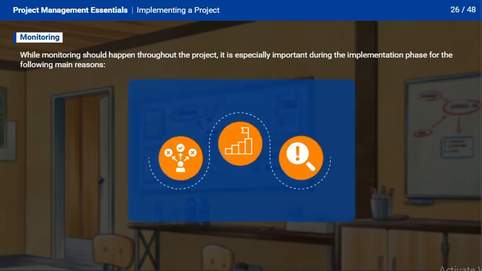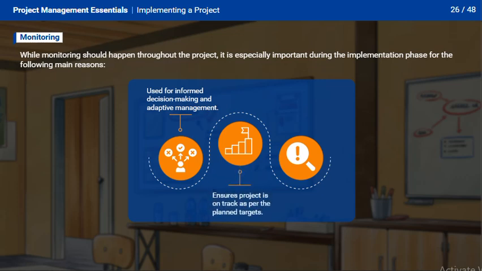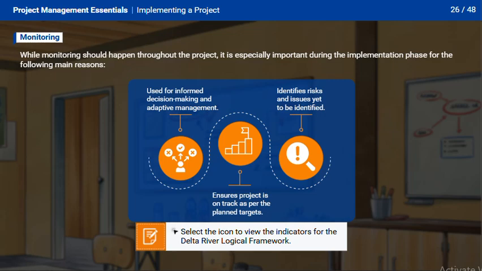Here are some of the main reasons. For making informed decisions and adaptive management. For ensuring the project is on track according to the planned targets. For identifying risks and issues that have not been identified. You can use the indicators from the logical framework to measure the progress towards targets, ensuring that the targets are achieved according to the plan.